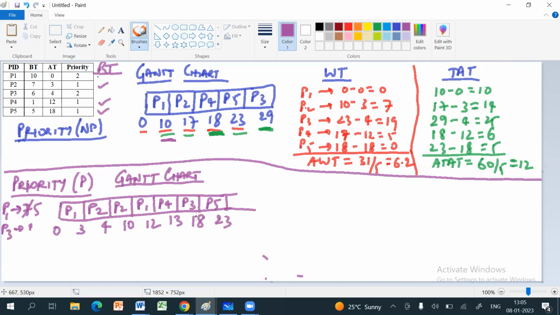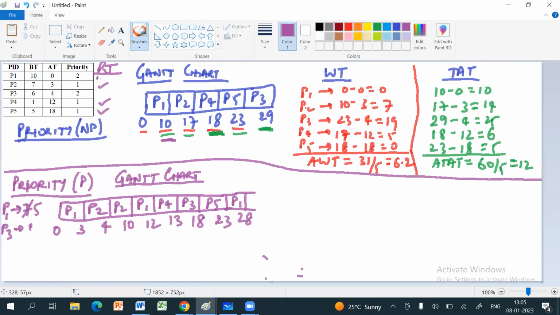And P3's new arrival time is 18. So at 18, it stopped temporarily and arrived into the wait queue. And P1 arrived into the wait queue earlier at 12. P1 and P3 both have equal priorities, but P1 arrived first. So P1 will be scheduled. P1 will continue for its remaining 5 units of time, so that is till 28.